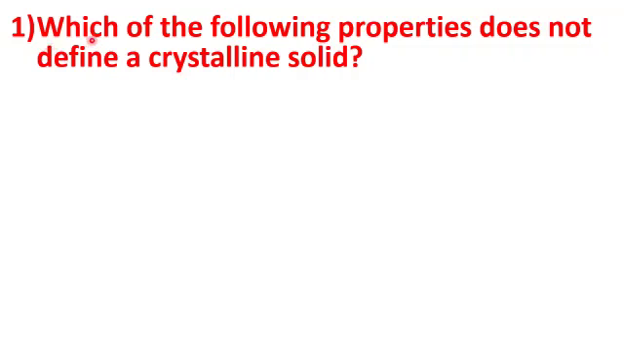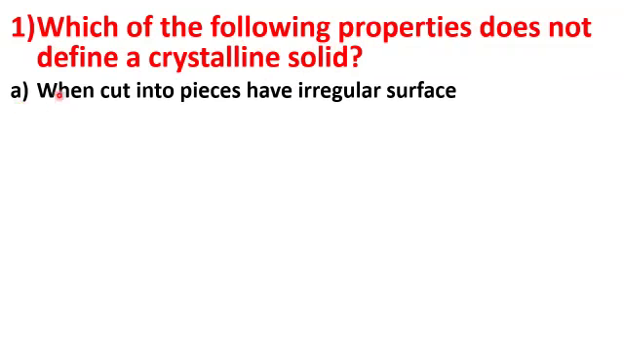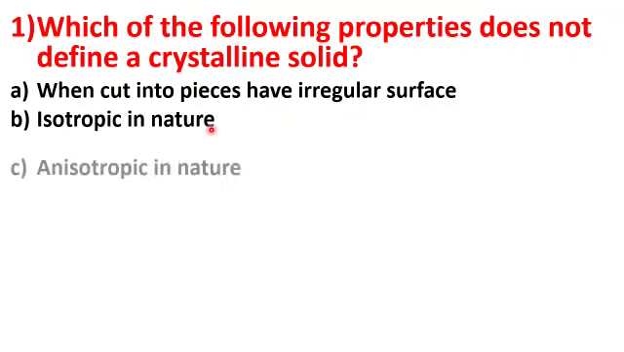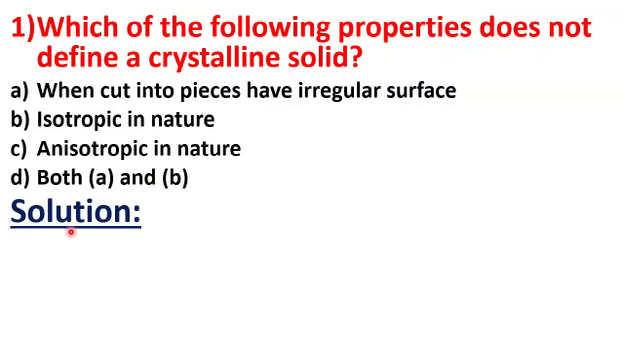Question number 1. Which of the following properties does not define a crystalline solid? Options: A. When cut into pieces have irregular surface. B. Isotropic in nature. C. Anisotropic in nature. And D. Both A and B. Let us see the solution for this.